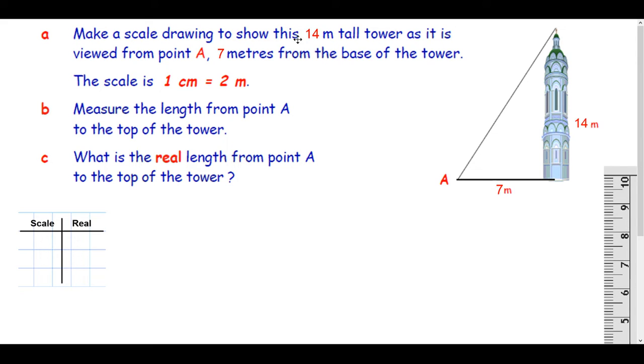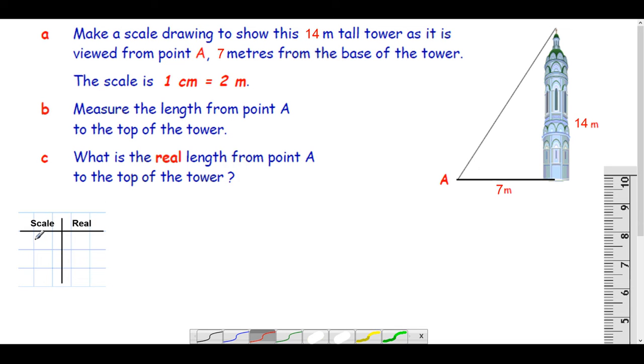Make a scale drawing to show this 14 metre tall tower as it is viewed from point A, 7 metres from the base of the tower, and it tells us the scale there. 1 centimetre is 2 metres. So that's my starting point. I'm going to draw a wee table, put my scale, my real. I'm going to put at the top 1 centimetre and it's 2 metres.